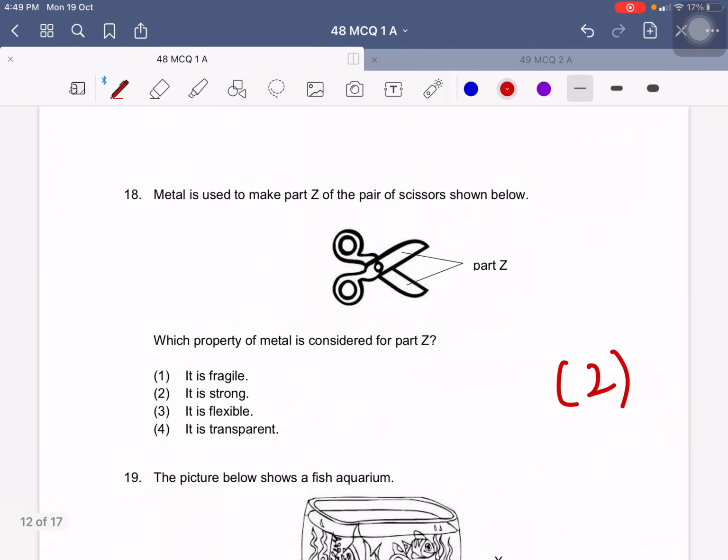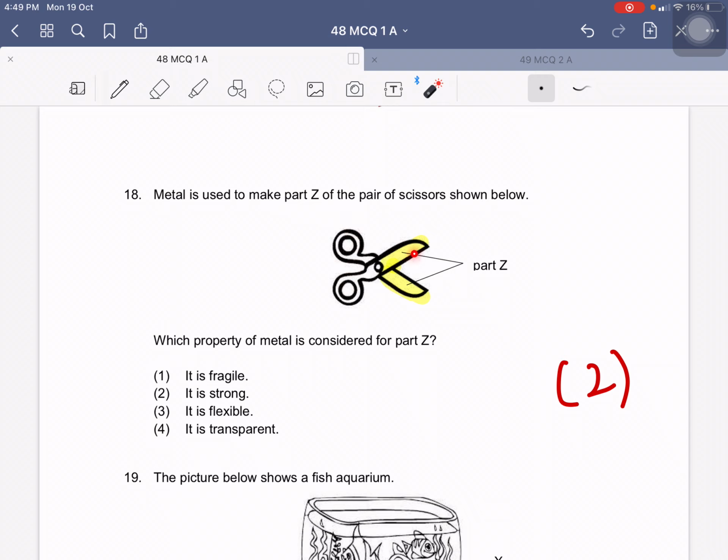Okay, next, number 18. Now, metal is made to make part Z of the pair of scissors. Which property of metal is considered for part Z? Now, you can see for part Z, it must be strong because you are going to use it to cut things. So you are actually squeezing the scissors, the handles here, very, very strongly.